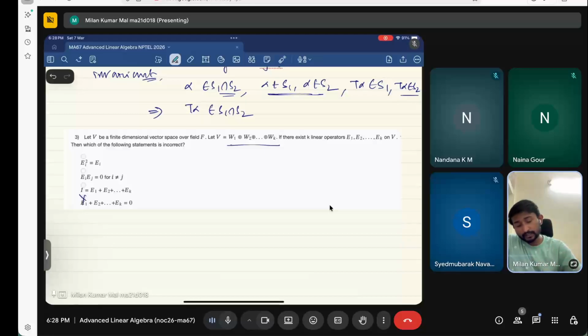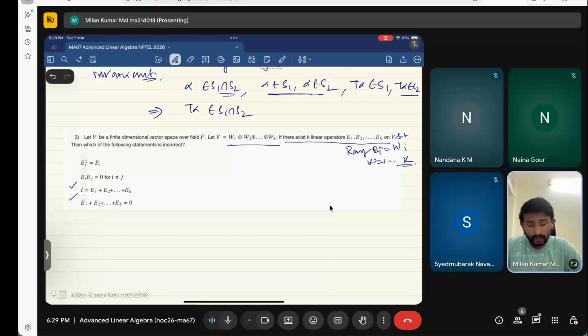Clearly one can say that, looking at the two options carefully, one is I equals E1 plus E2 plus up to Ek, and another is E1 plus E2 plus up to Ek equals 0. So one of them must be incorrect. That's clear. So the first two options are not clear, but still I think the question is a little incomplete, so let me give some extra condition. If there exist k linear operators E1, E2, up to Ek on V such that the range of Ei equals Wi for all i equals 1 to k, this is what belongs to the question. Then what is the correct option? Then obviously this is the incorrect option.